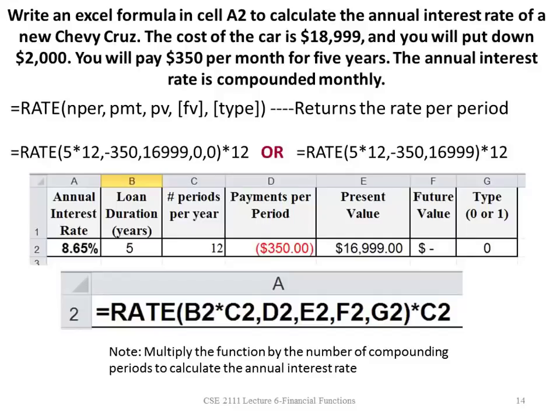The future value is 0, because we assume we will pay this off at the end of the 5 years, and the type is 0. You always take the entire rate function and multiply it by the number of compounding periods, which is 12. Again, on the right side, I've left out the comma 0, because if there are zeros at the end of the argument list, we do not have to include them. At the bottom, I have the cell references that I've plugged in, which is always the best way to complete this. And then we get our annual interest rate.